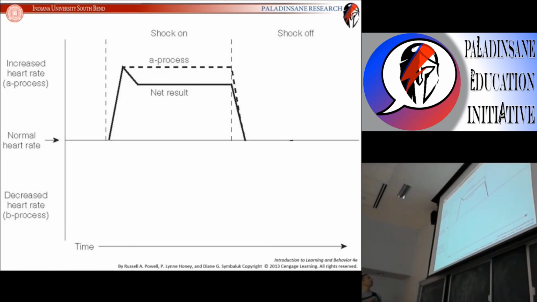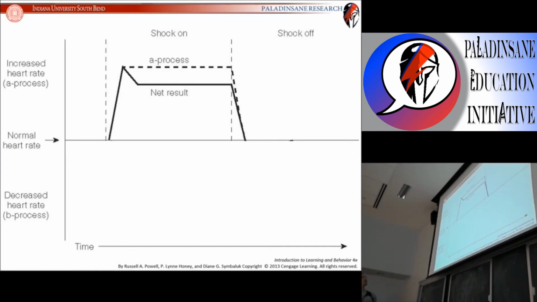So here we have your heart rate on the y-axis. And this line right here, that's your normal heart rate, your resting heart rate. That's your heart rate right now sitting in this class. Higher on this axis, we have increased heart rate. Lower, we have decreased heart rate. And then this is time over here.